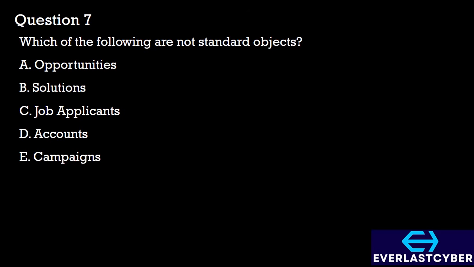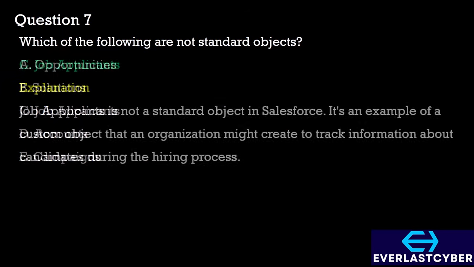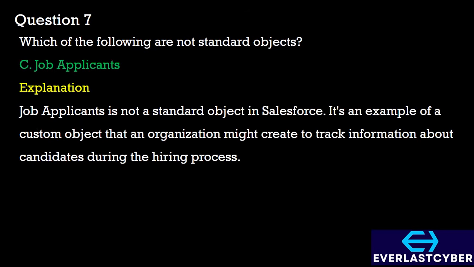While campaigns are used to track marketing efforts and their impact on sales. So we can see that options A, B, D, and E are standard objects in Salesforce. However, option C, job applicants, is not a standard object in Salesforce. It's just a custom object that an organization will create in order to track information about candidates during the hiring process.